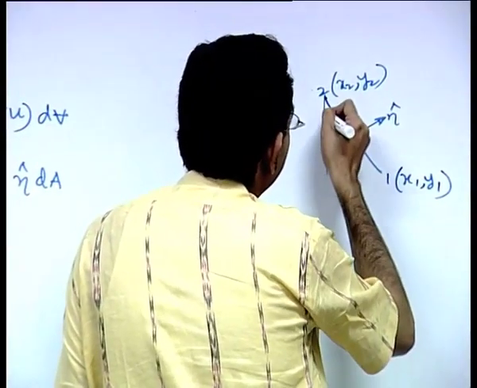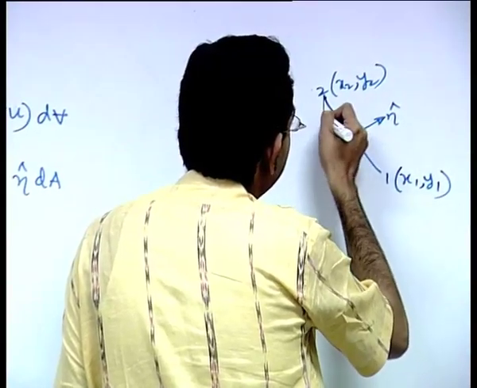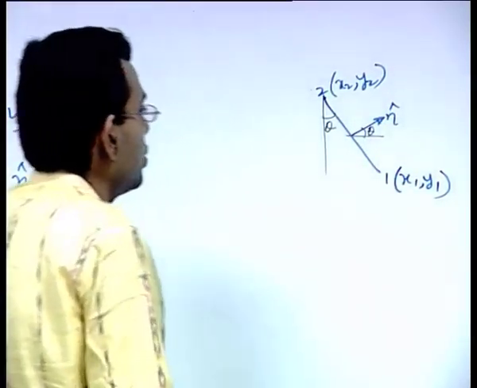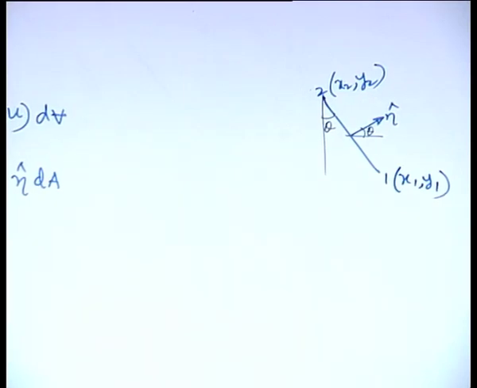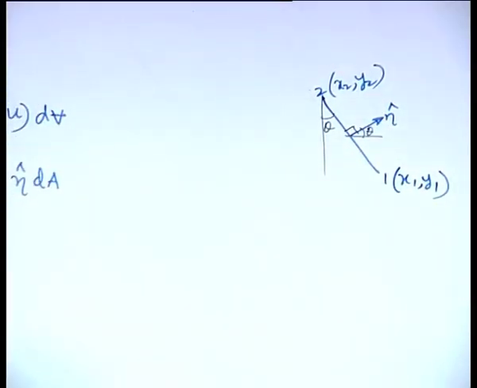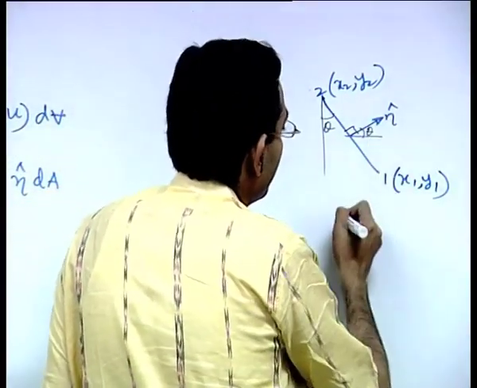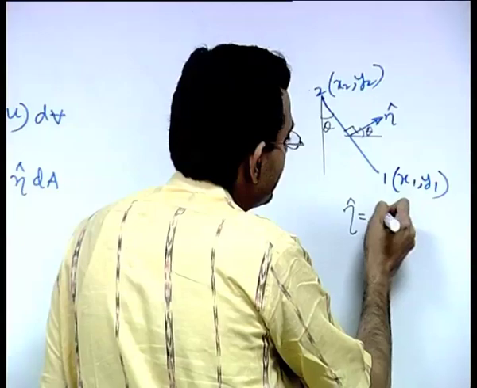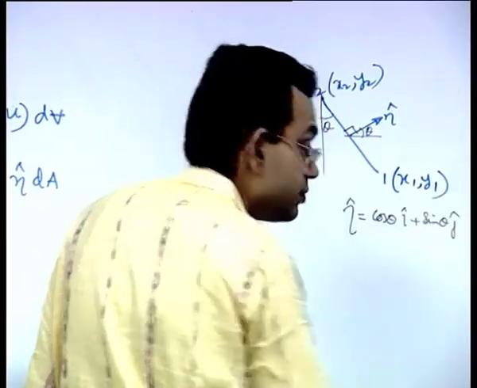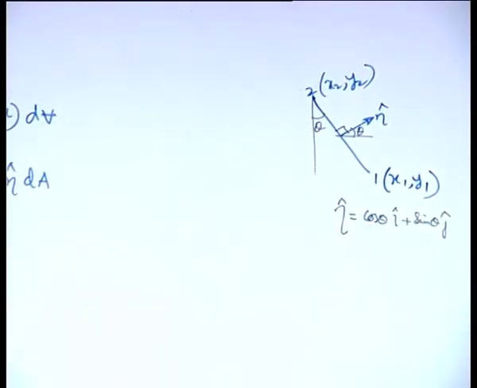So let us say that this angle is theta, so that this angle is theta. So the angle between the vertical and 1 2 is theta, so the angle between the horizontal and eta is also theta. Remember, eta is perpendicular to 1 2. So eta in vector form is cos theta i plus sin theta j, where i and j are unit vectors along x and y.